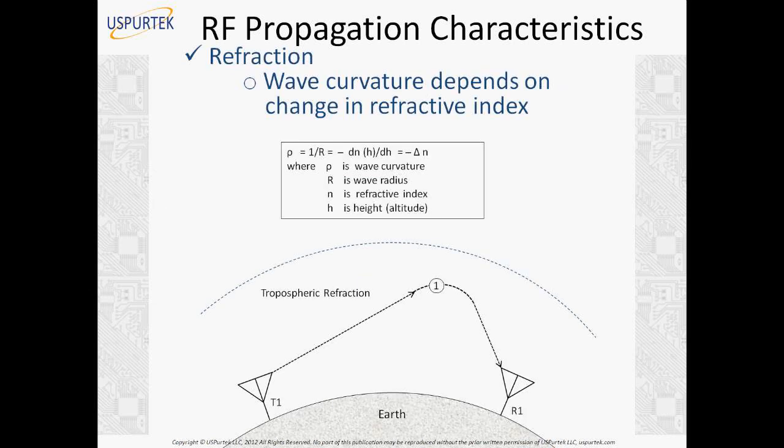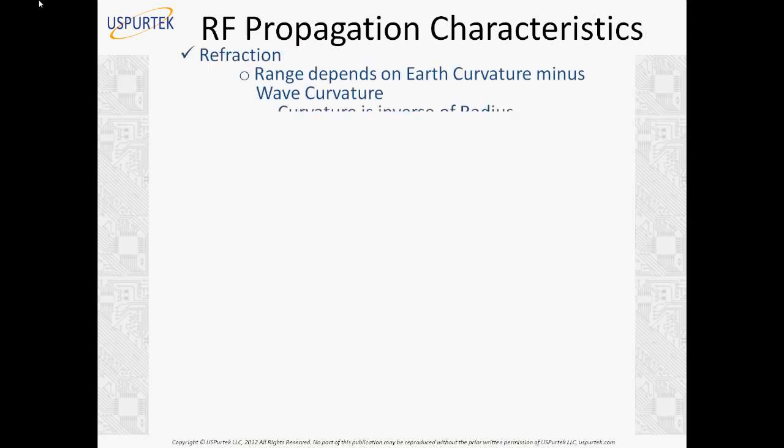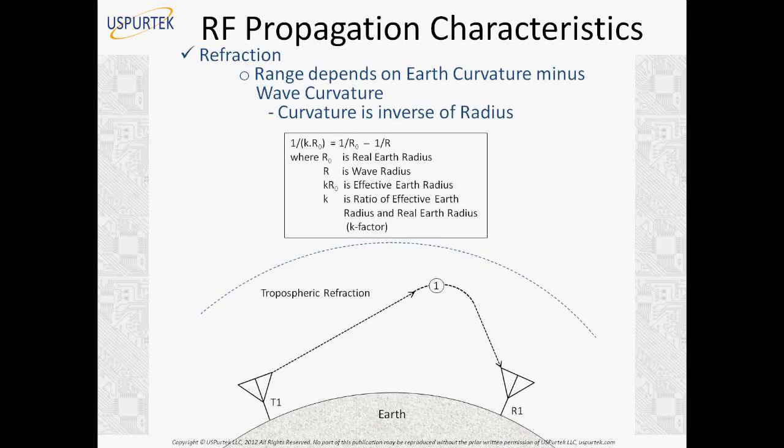Well, then comes the refraction, in particular the tropospheric refraction. How much the radio waves curve through the atmosphere depends on the change in refractive index. So this is the mathematical formulation of the wave radius, the refractive index and the height. Again, you can read this at leisure, and any textbook will describe that too. I just put it there for reference.